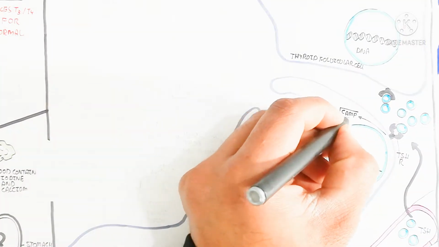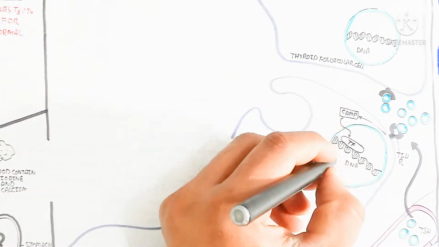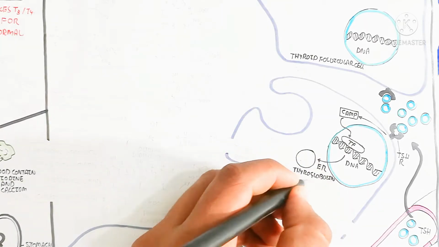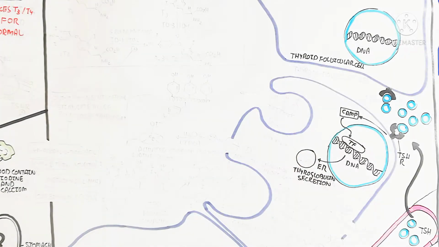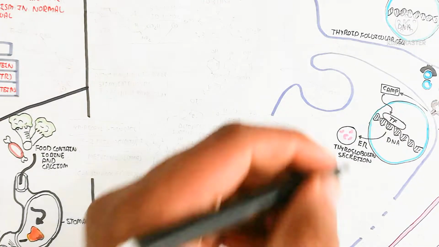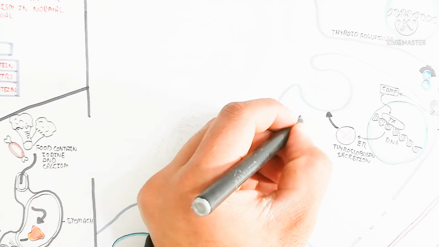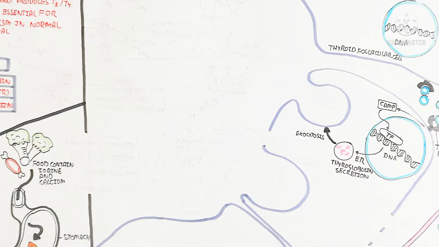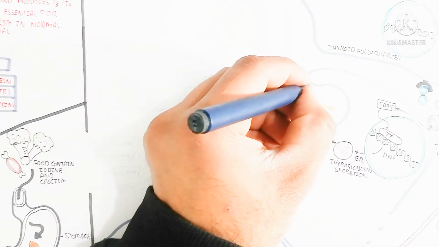After this, in the endoplasmic reticulum, the messenger RNA will be produced. This messenger RNA will go into the rough endoplasmic reticulum, where it binds with the ribosome to synthesize and mature the protein thyroglobulin. After that, the Golgi bodies will mature it. So exocytosis will occur after the thyroglobulin secretion.